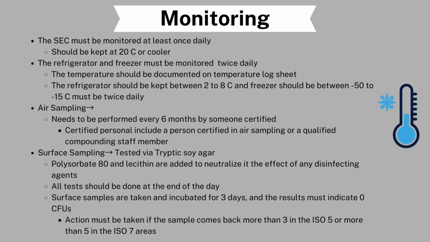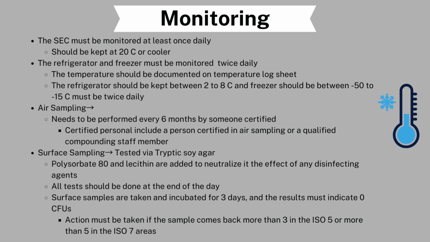The SEC must be monitored at least once daily, and should be kept at 20 degrees Celsius or cooler. The refrigerator and freezer must be monitored twice daily. The temperature should be documented on a temperature log sheet. The refrigerator should be kept between 2 to 8 Celsius, and the freezer should be kept between -50 to -15 degrees Celsius. And they should be checked at least twice daily.